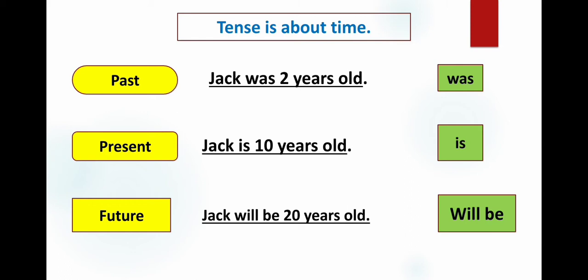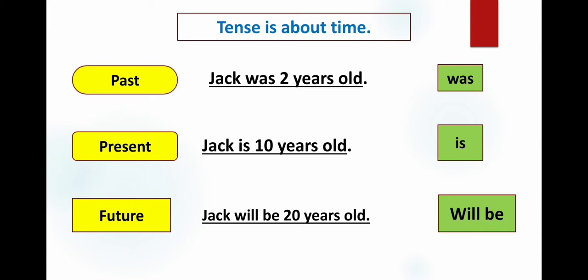Let us read the next sentence. Jack is 10 years old. It is telling us about Jack in the present or in the current time. So this is showing present tense, which means current time or now. Now look at the third sentence. Jack will be 20 years old. Here the sentence is telling us about Jack many years later or a few years later. So this is about future. So this is in future tense, which means later.